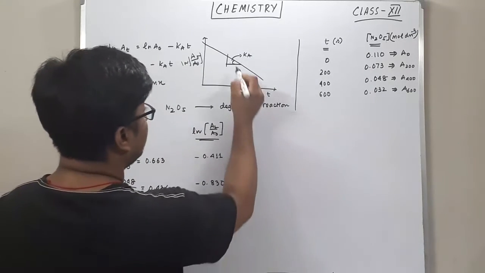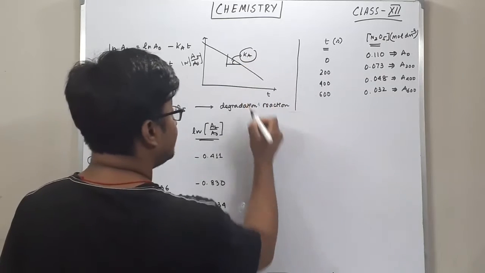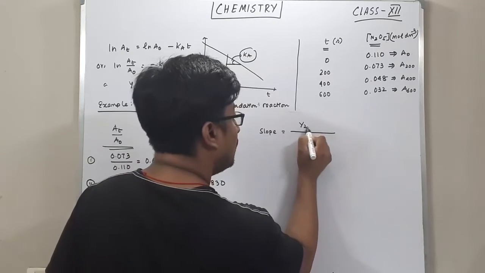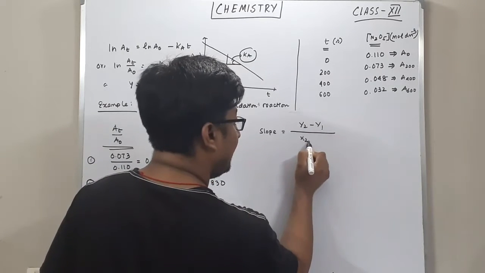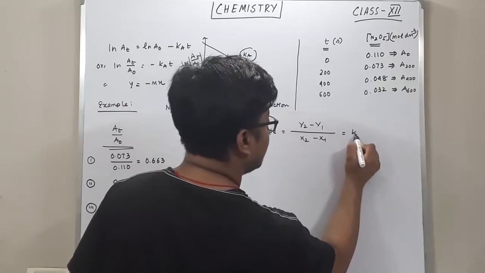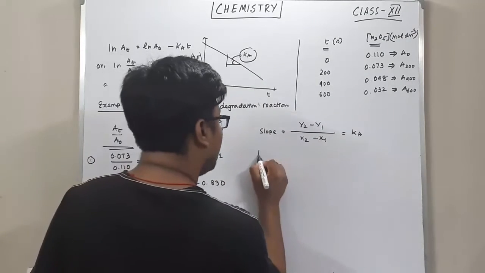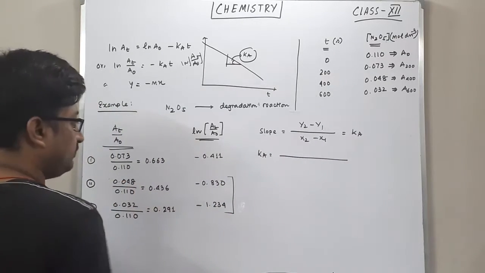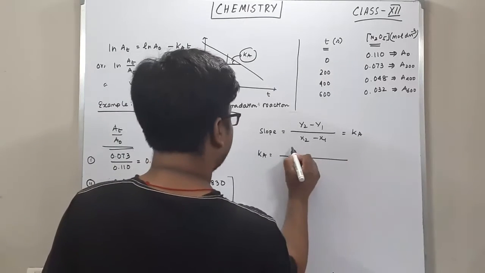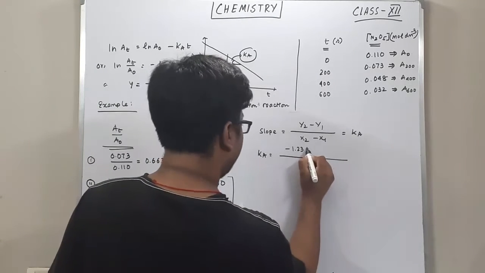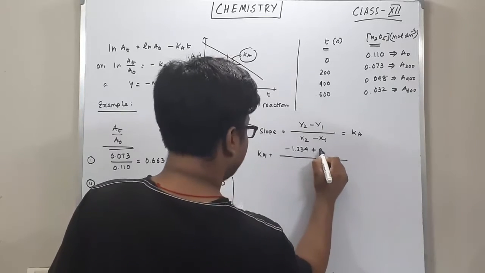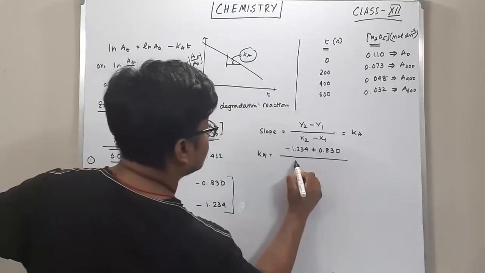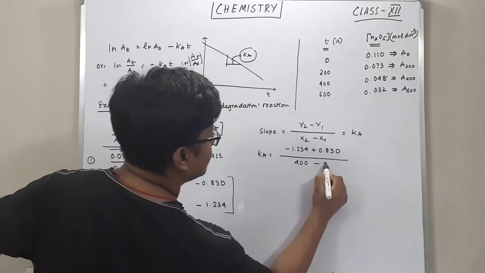Now we have to determine this Ka. What is this Ka? Ka is nothing but the slope. Now how is the slope of a straight line determined? Y2 minus Y1 divided by X2 minus X1. So this is nothing but my Ka. What will be the value of Ka then? Let's take two consecutive points. Y2 minus Y1 is minus 1.234 minus (minus 0.830), and the time is X2 minus X1, 400 minus 200.